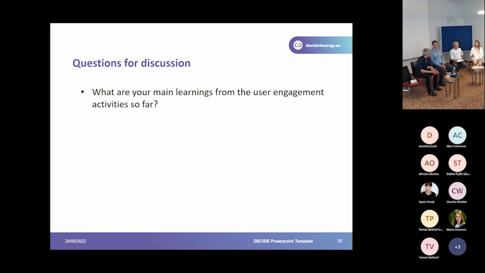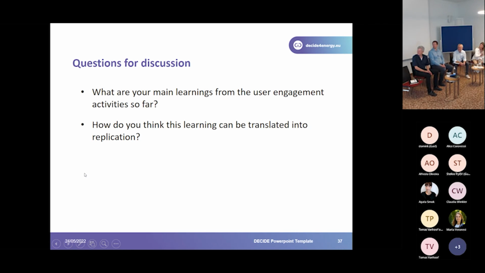That brings me directly to my next question, which is a bit aligned to this one. So, how do you think this learning that you just described to me can be translated into replication? I take the start again.